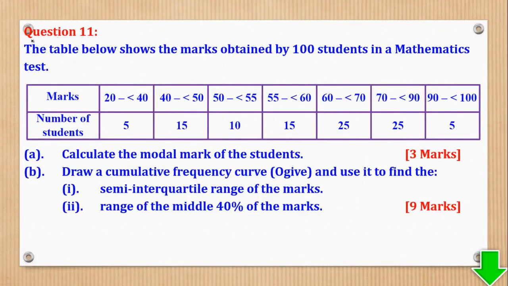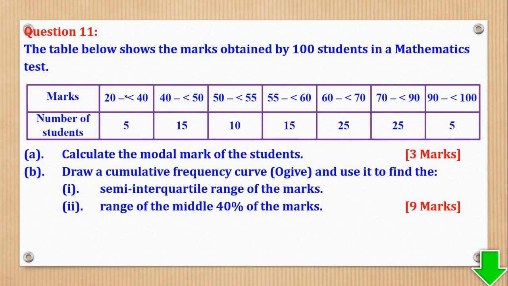Then question 11 says that the table below shows the marks obtained by 100 students in a mathematics test. Okay, part A, calculate the modal mark of the students. Part B, draw a cumulative frequency curve and use it to find Roman 1, the semi-interquartile range, and Roman 2, the range of the middle 40% of the marks.